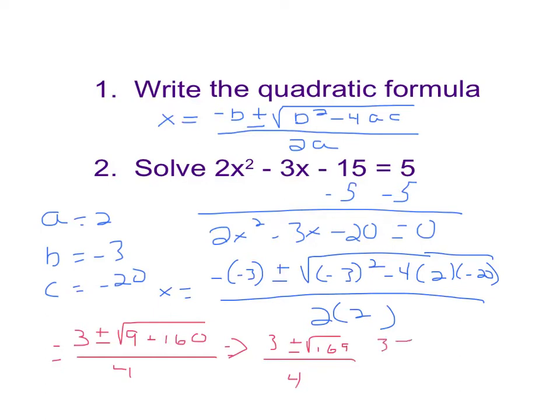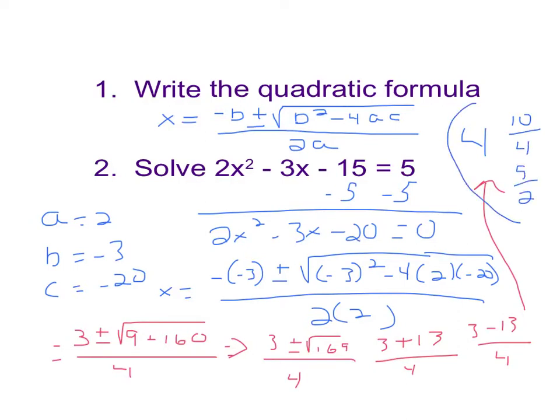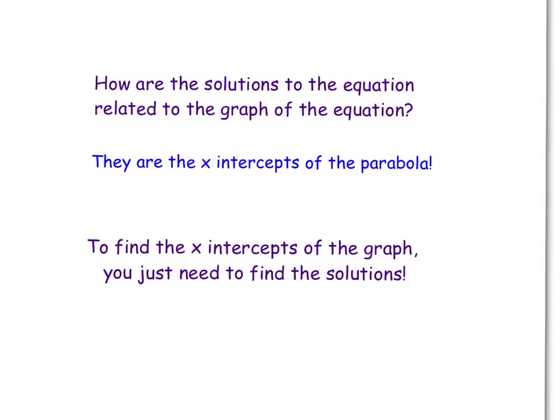So I have 3 plus the square root of 169, which is the perfect 13, over 4, and 3 minus 13 over 4. So because of space, I'm going to come right up here. 16 divided by 4 is 4, and then this second one is 10 fourths or 5 halves. So these are my two values for x.